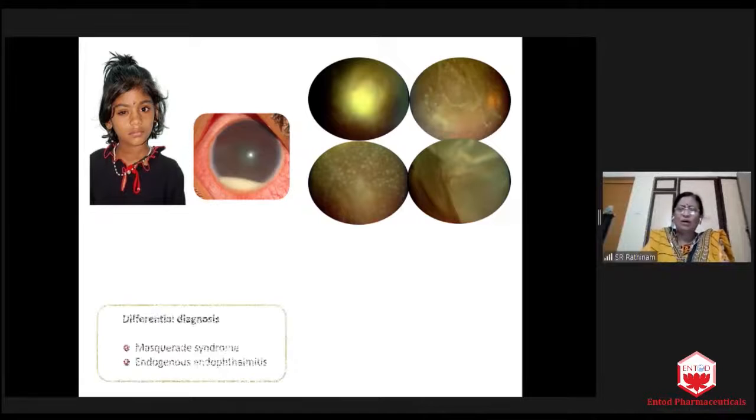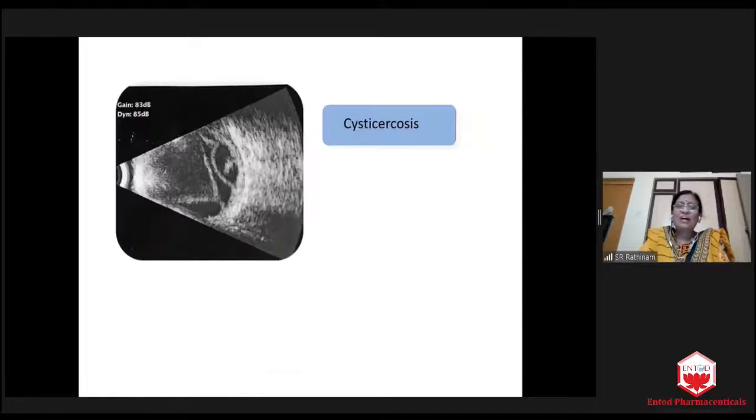I wanted to do further investigation. As you rightly mentioned, masquerade syndrome was the first diagnosis. Second was endogenous endophthalmitis. We did ultrasound, and ultrasound gave the diagnosis. It was cysticercosis. One cyst intact subretinally, another cyst ruptured, and it has caused so much reaction. So a ruptured cysticercosis with an intact cyst. And this intact cyst is the one that gave the diagnosis.